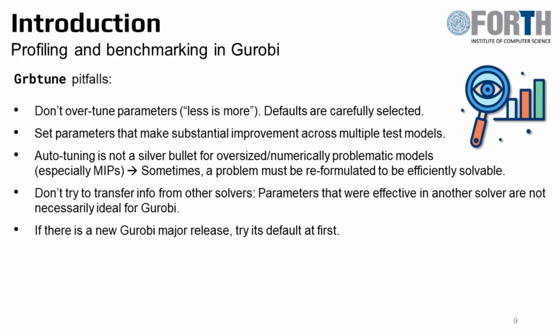Second, evaluate improvements across multiple test models. A parameter configuration that accelerates one instance may degrade performance on another. When possible, tuning should be performed on a representative collection of instances, and selected settings should demonstrate consistent improvement across that set. Third, automated tuning is not a substitute for sound modeling. If a model is oversized, poorly scaled, or numerically unstable, parameter adjustments will rarely resolve the underlying issue. In such cases, reformulation is often necessary.